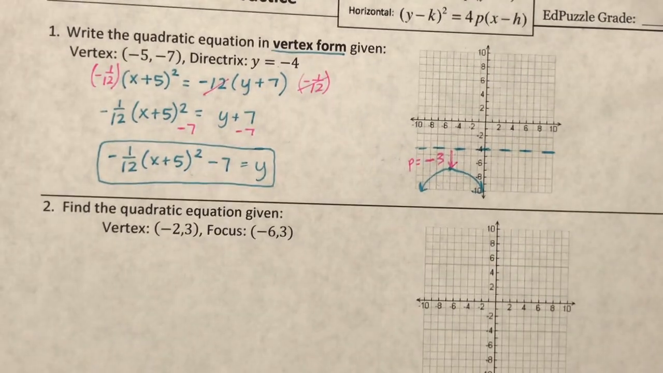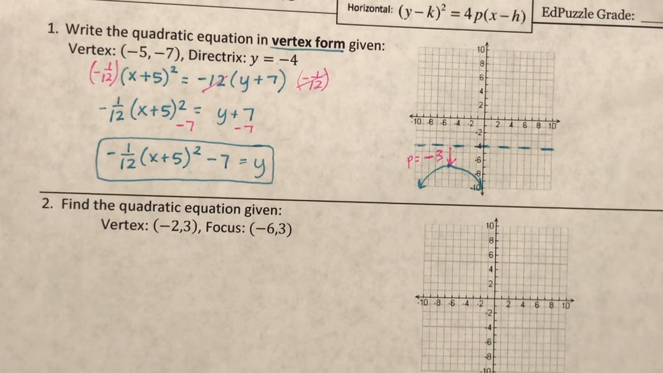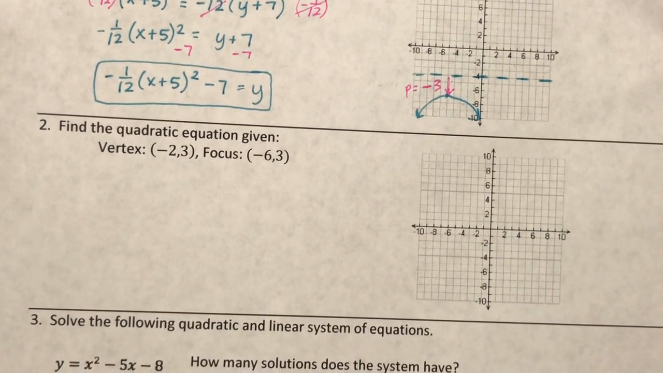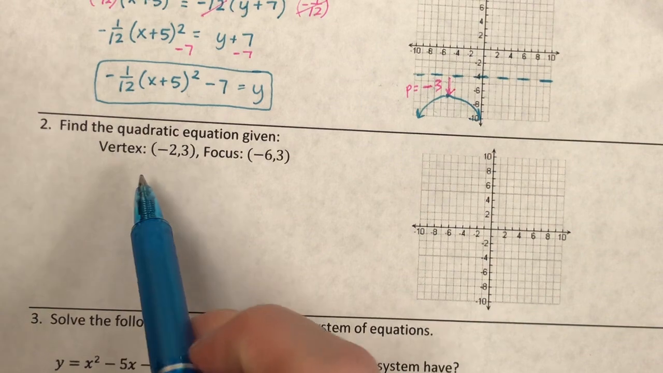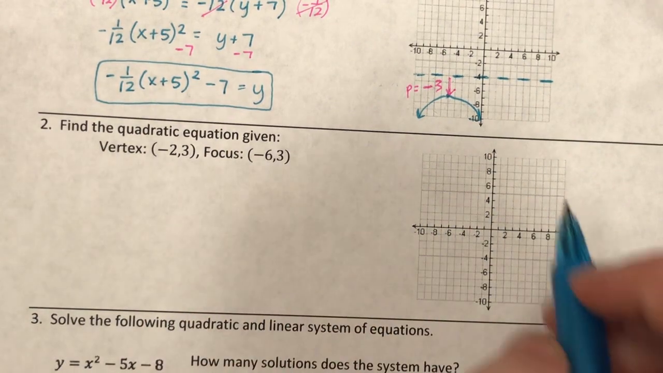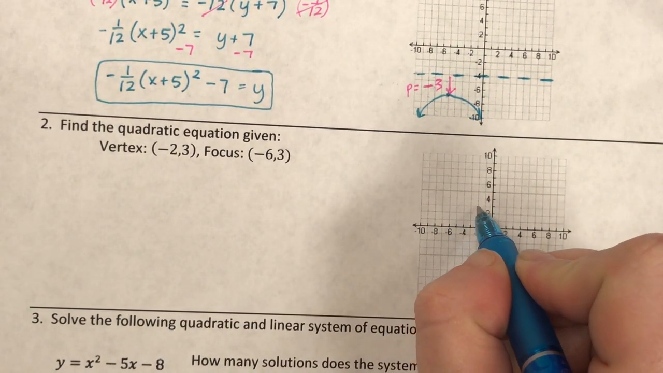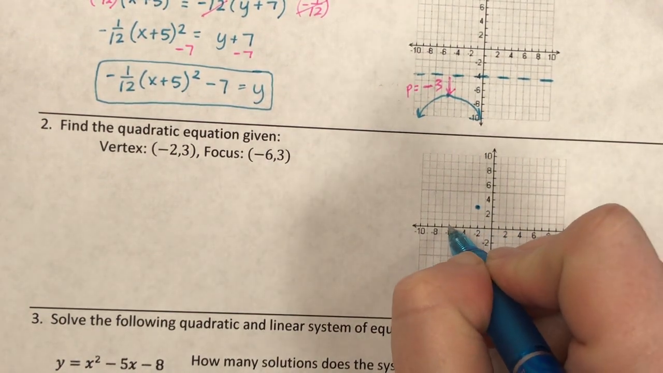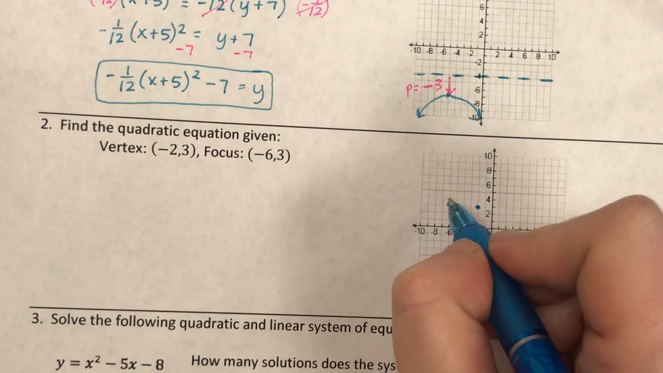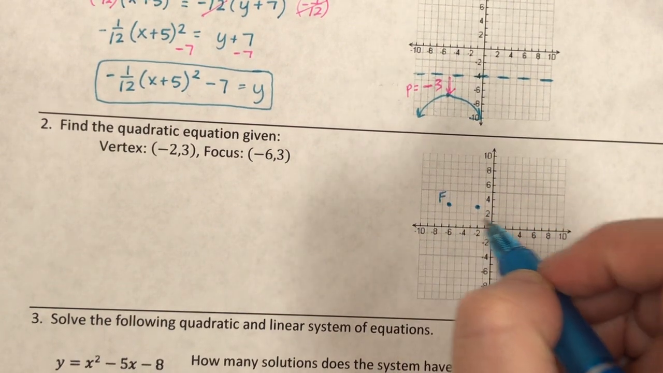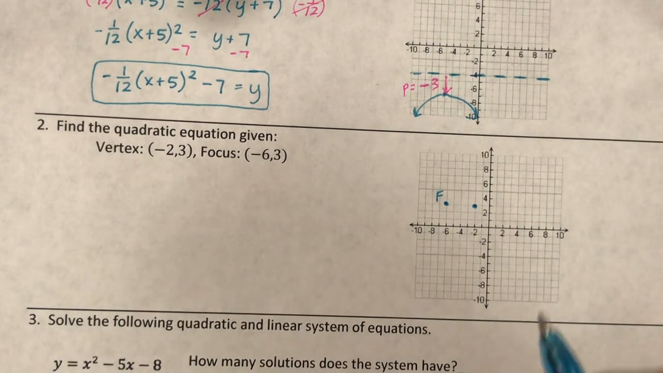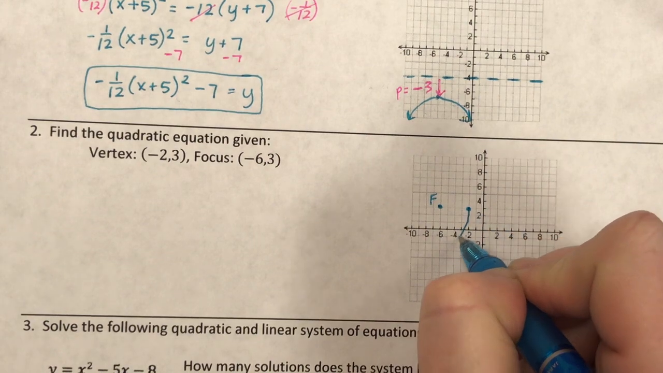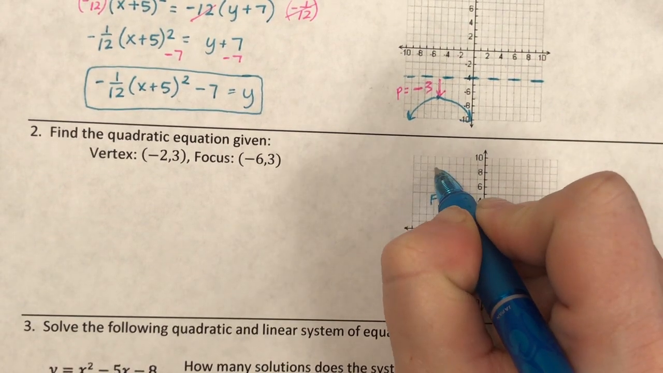Number 2, find the quadratic equation given the vertex and the focus. So again, we'll start by plotting the pieces of information that were given. The vertex is -2, 3. The focus is -6, 3. So for this parabola, it will have to open to the left because it's got to always open towards the focus.